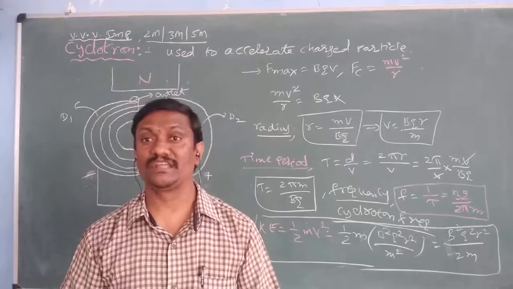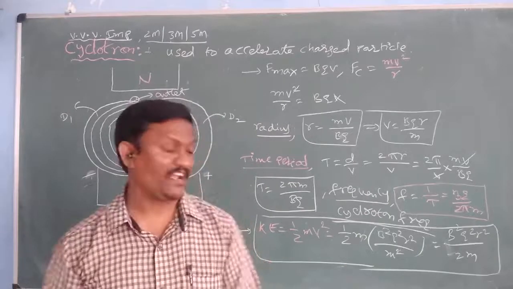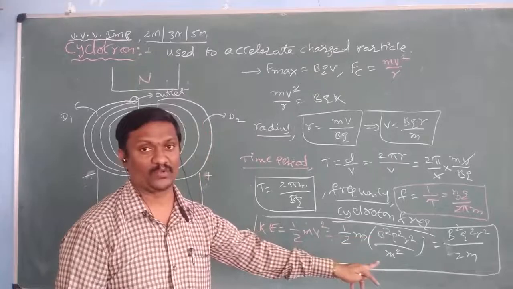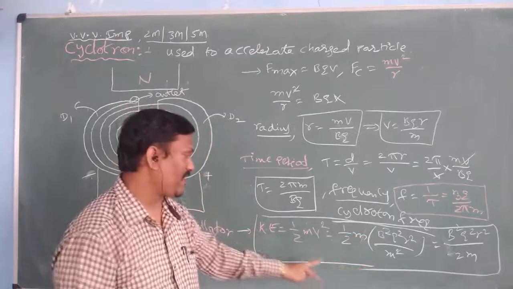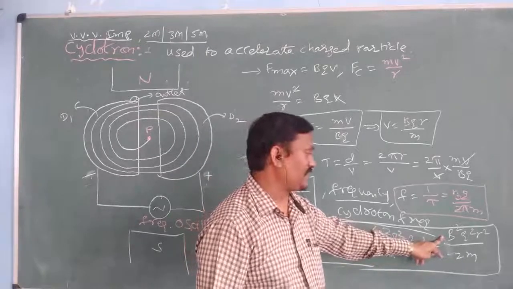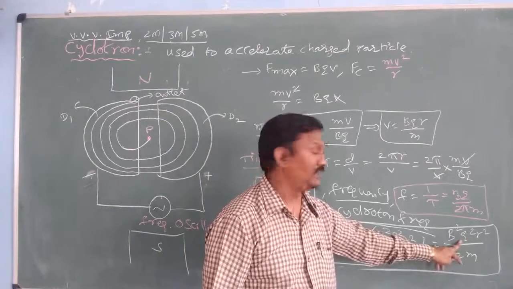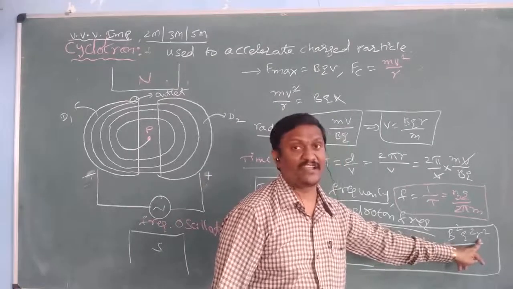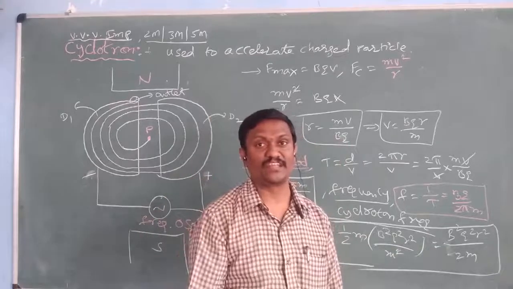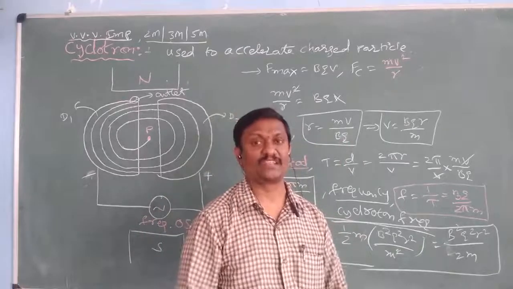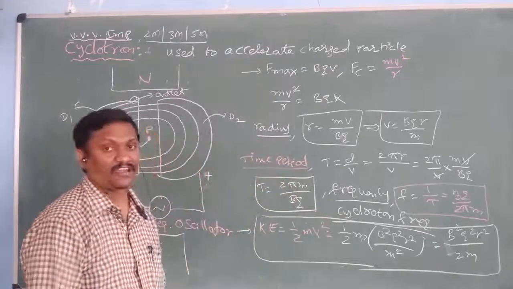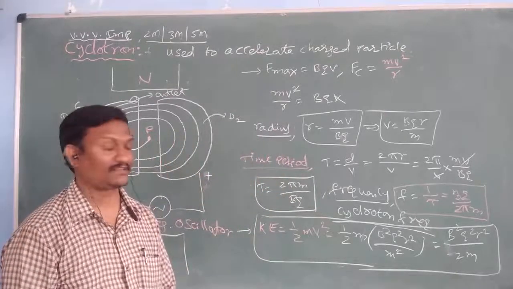Because the cyclotron increases kinetic energy, the final kinetic energy of the emitted charged particle is B square Q square R square by 2m. The final kinetic energy depends on the square of the field, the square of the charge, and the square of the radius, but it is inversely proportional to mass. Less mass means more kinetic energy; more mass means less kinetic energy. So that is the final expression for the kinetic energy of emitted charged particles.